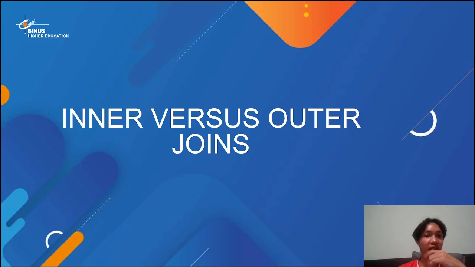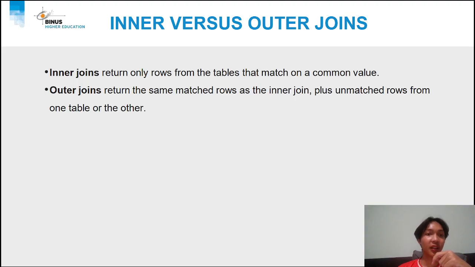Again. In here, the next one is inner versus outer joins. Inner joins and outer joins are different things. Inner join returns only rows from the tables that match on a common value, and an outer join returns the same matched rows as the inner join plus unmatched rows from one table or the other.